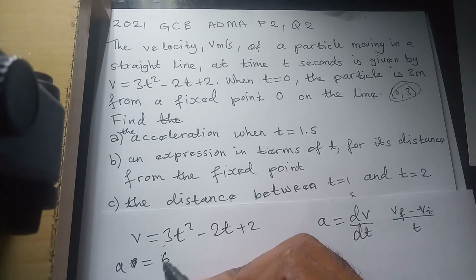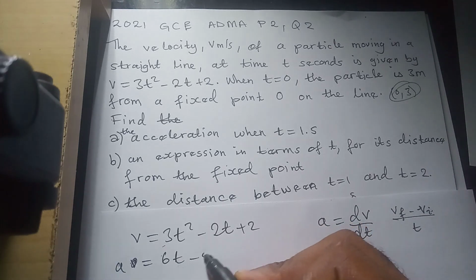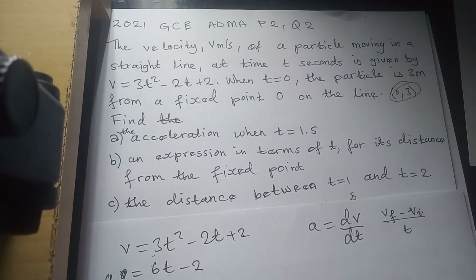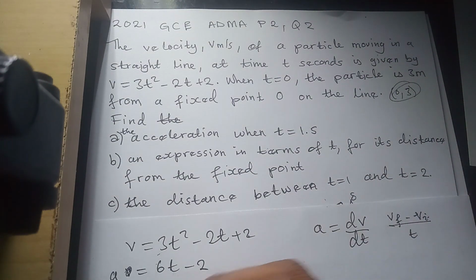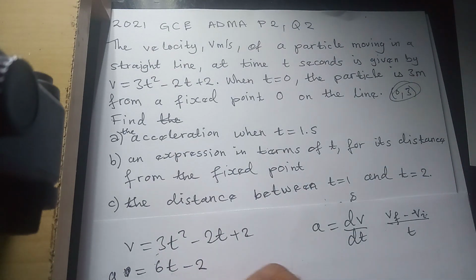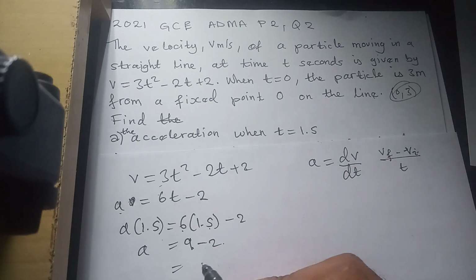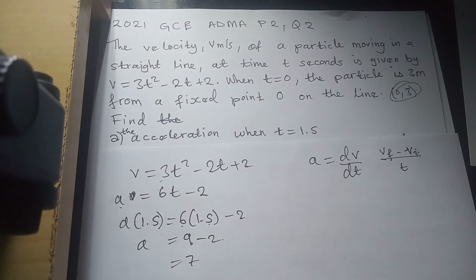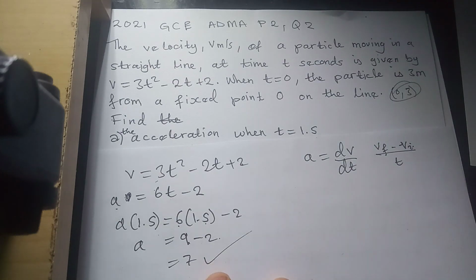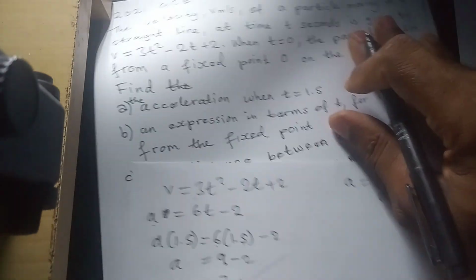So when I differentiate this, I get 6t. I differentiate this, I get 2. And then I differentiate that, I get a 0. So now I want the acceleration when t is equal to 1.5. You can say 6 times 1.5 minus 2. Then this times this will give us a 9 minus 2. So this minus this will give us a 7. So that's our acceleration when t is equal to 1.5.